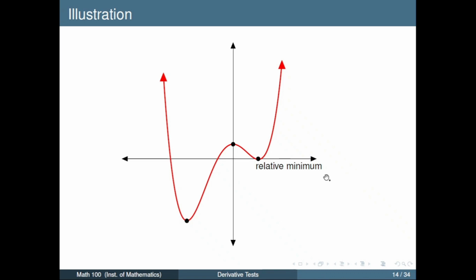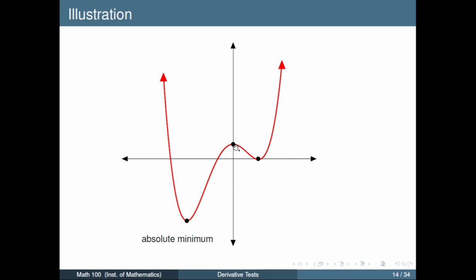Hanapin naman natin kung saan may absolute minimum si f. So, we look at the lowest y coordinate. So, saan ba yung pinakamababang point sa ating graph? That would be at this point. So, f has an absolute minimum at this point. Next, yung absolute maximum. Take note, ang choices lang natin for absolute maximum ay yung mga relative maxima natin. And in this case, isa lang ang relative maximum natin, which is at this point.